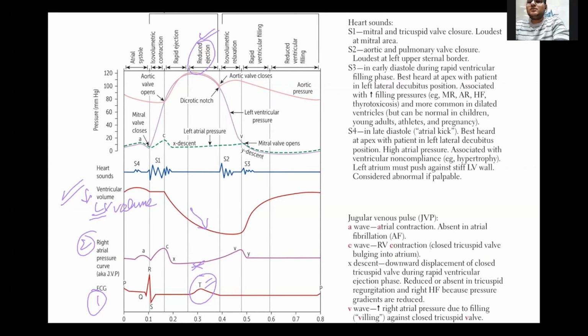The next important point in this will be the dicrotic notch. After this reduced ejection, what will happen? Then the aortic valve starts closing. This is the phase where the aortic valve closes, and that is called the dicrotic notch. So this was reduced ejection. Now we have discussed all the phases of systole: atrial systole, isovolumetric contraction, rapid ejection, and reduced ejection.